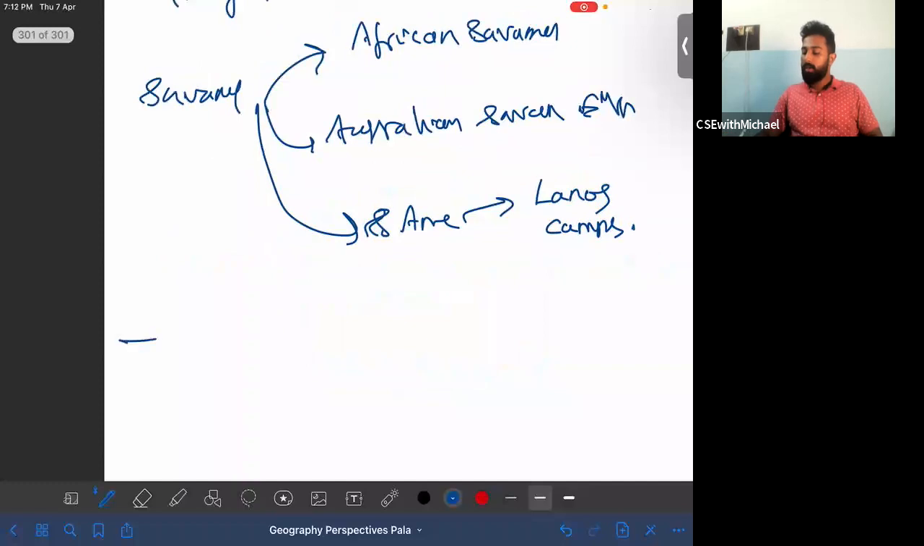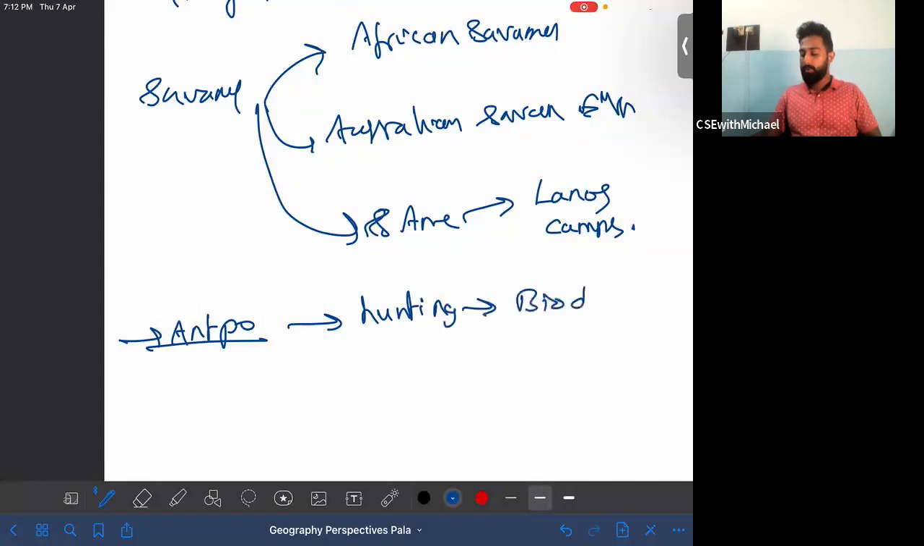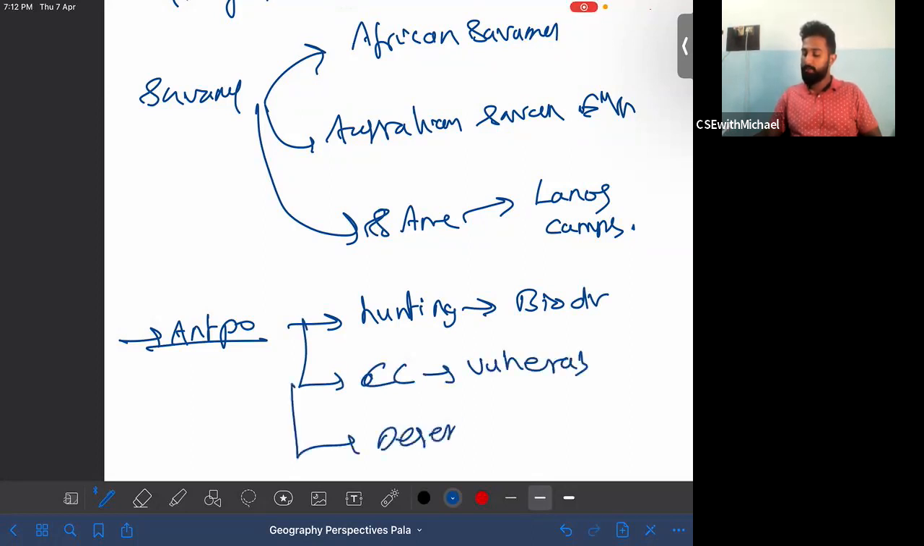Now, as far as anthropogenic degradation is concerned, these are regions of hunting, which has impacted biodiversity. These are regions affected most by climate change, vulnerable regions. For example, desertification is one of the main issues there because of low rainfall and arid conditions. Savanna landscape is being converted into desert. You can see the Sahara desert invading into the savanna areas.